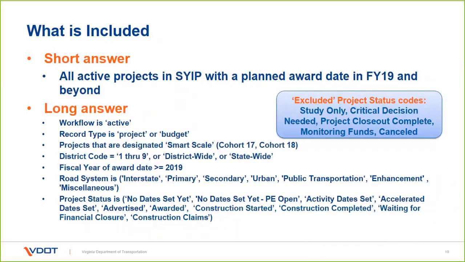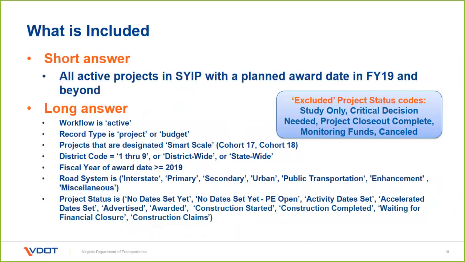A question that we get a lot is what projects are included? We've got the short answer here and then a long answer. The short answer for the non-technically inclined folks is we're looking at all projects in the 6-year plan that are planned to be awarded in FY19 and beyond. That's the short answer. If you really want to know exactly what we're pulling, we've got the longer answer there, which gets into some of our systems, and if you're familiar with our systems and district codes, it will mean more to you.